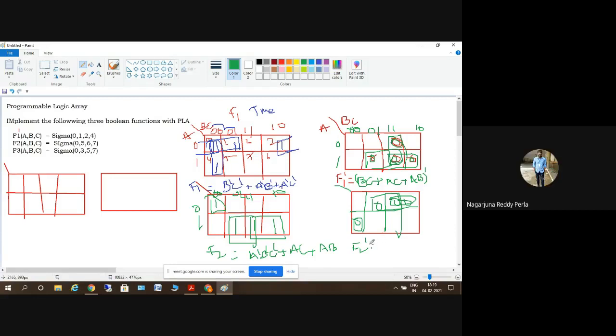So what is it? ABC plus A bar C bar plus A bar B bar. Okay, this is F2 and F2 bar.